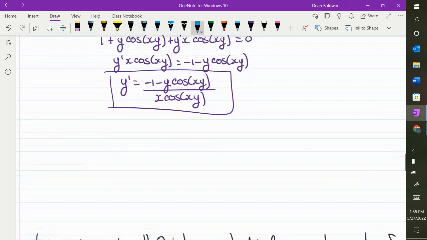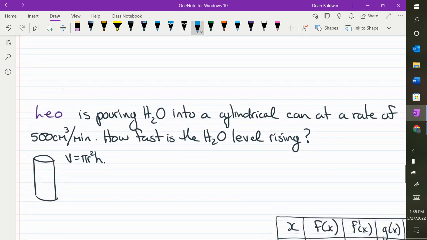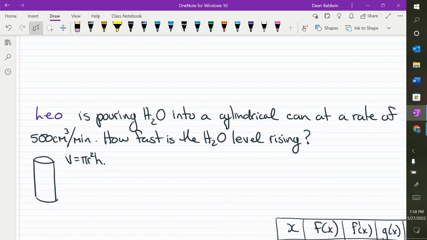All right. Leo. Okay. Leo's pouring some water into a tank. Go. It is a related rates question, people.